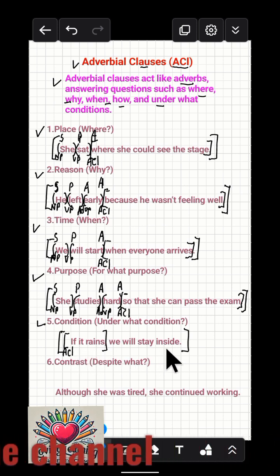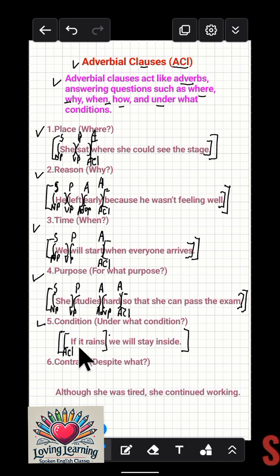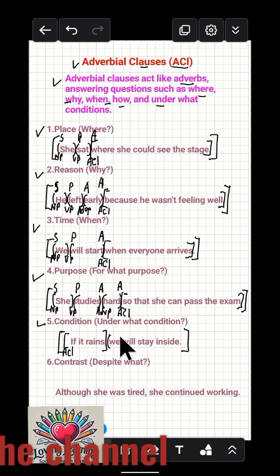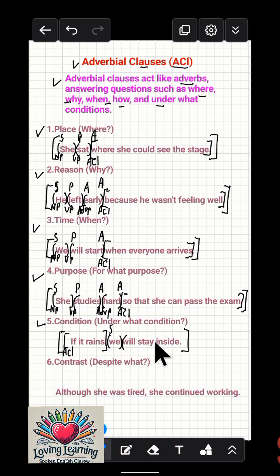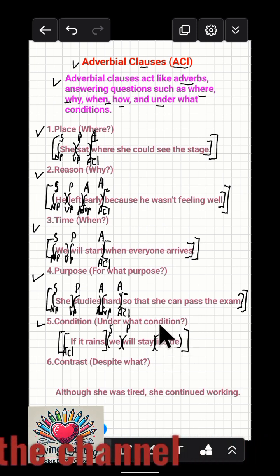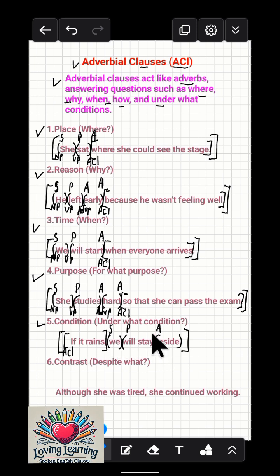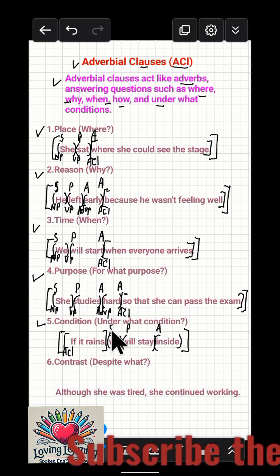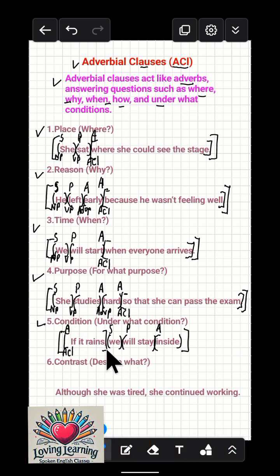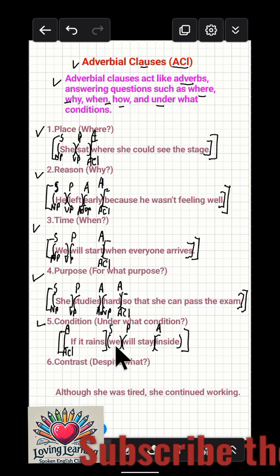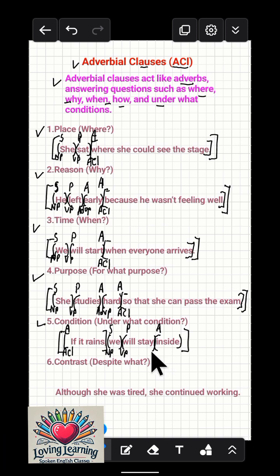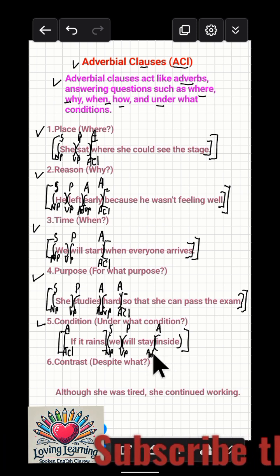If it rains, we will stay inside. Here if it rains is the adverbial clause. We is our subject, will stay is our predicate. Inside is also adverbial: where will we stay? Inside, so that is adverbial. These are the functions: subject, predicate, adverbial, and this one is also working as an adverbial. Here we is a pronoun, that's why it is a noun phrase. Will stay is a verb phrase, and finally inside is an adverbial phrase.